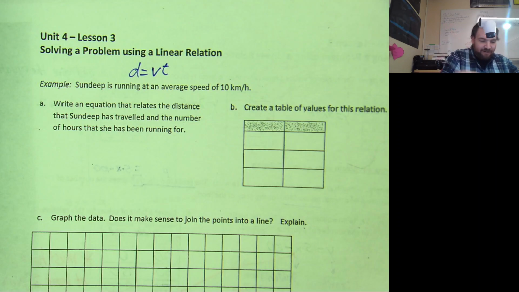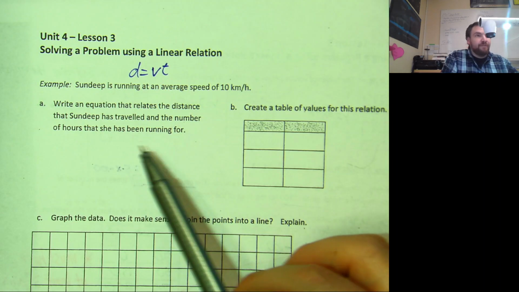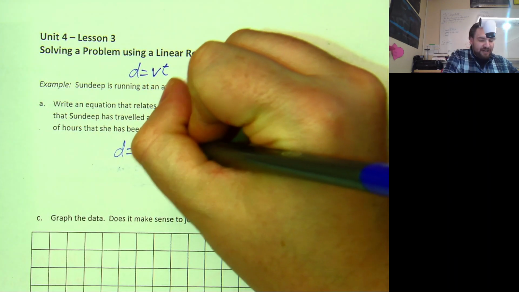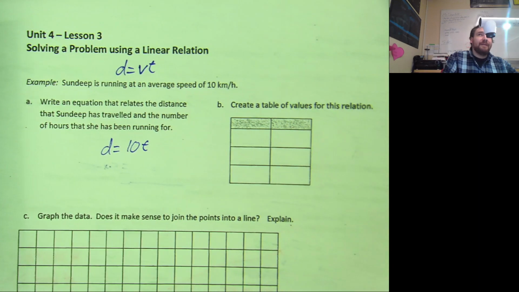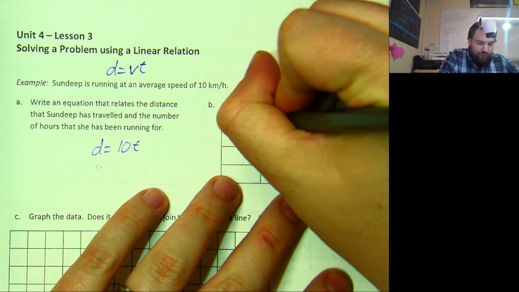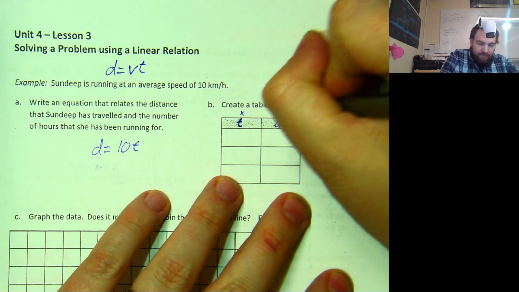Yes. It's beautiful. So what's the equation that's going to relate the distance that Sandeep has traveled and the number of hours she's been running for? Well, D equals 10 times T. I want to stay away from Y and X right now. Which one of these is the independent variable and which is the dependent variable? D is dependent, T is independent. So T is going to go right here in the X column. D is going to go right here in the Y column.